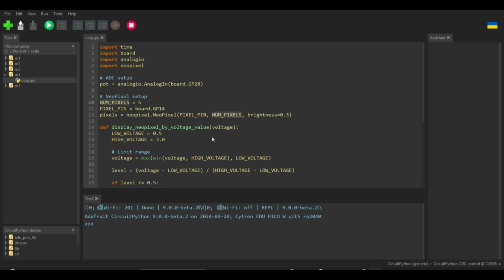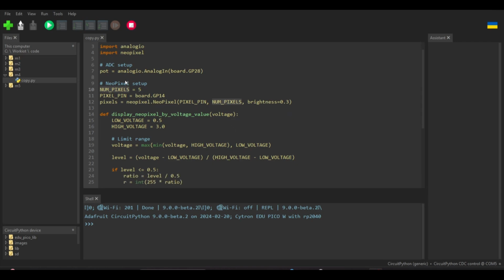The next one is the ADC, which is the potentiometer setup. This creates an analog in object called port on pin GP28. This is how you read the potentiometer or any analog sensor, which is voltage. And port.value will produce a 16-bit integer between 0 and 65535 representing 0 volt to Vref.